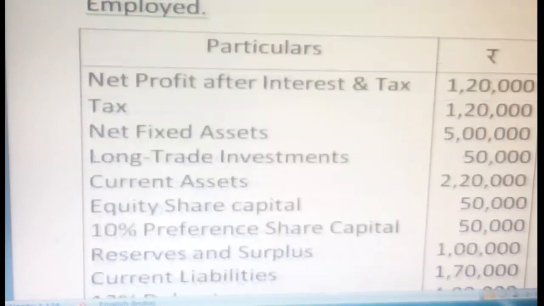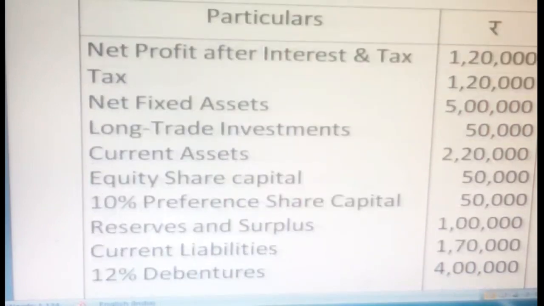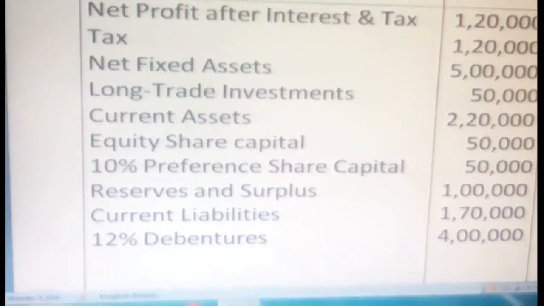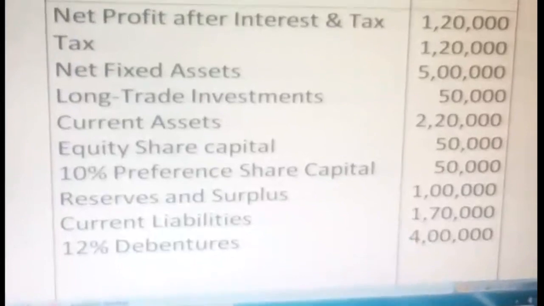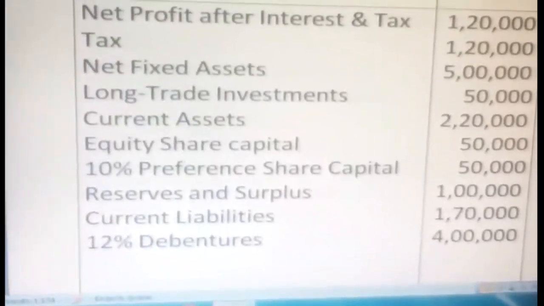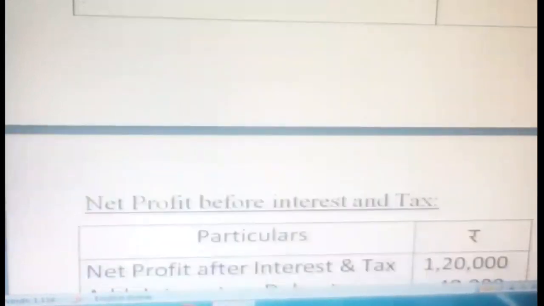Net fixed assets 5 lakhs. Then long term investments 50,000. Current assets 2,20,000. Then equity share capital 50,000. 10% preference share capital, 50,000. Then our reserves and surplus, 1 lakh. Then current liabilities, 1,70,000. Then our 12% debentures, 4 lakhs. So these are the available information. Now moving to our calculation.